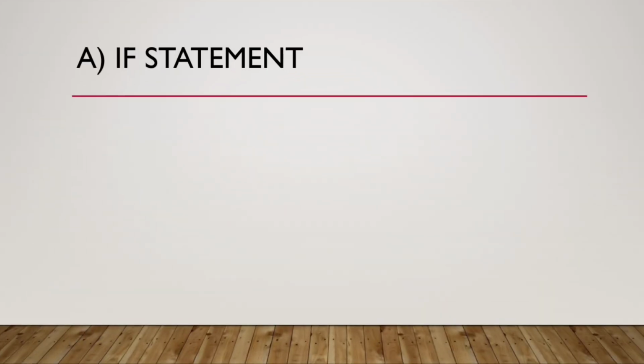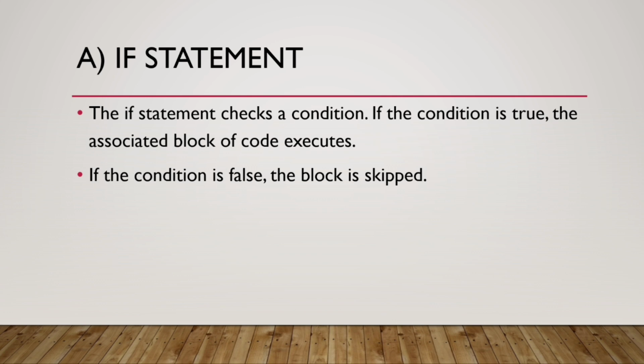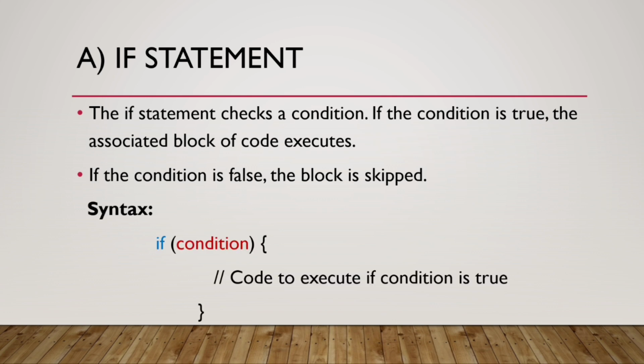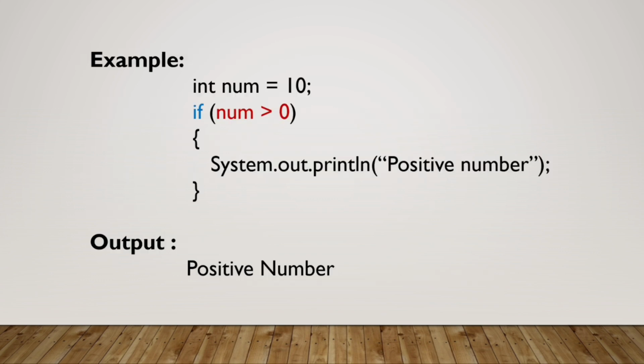A. If statement. The if statement checks a condition. If the condition is true, the associated block of code executes. If the condition is false, the block is skipped. Syntax: if (condition) { code to execute if condition is true }. Example: int num = 10; if (num > 0) System.out.println("positive number"); output: positive number.